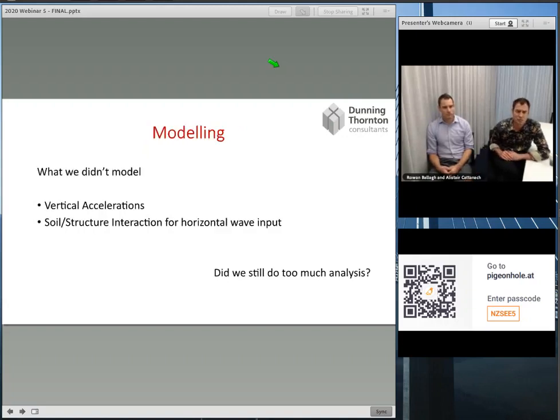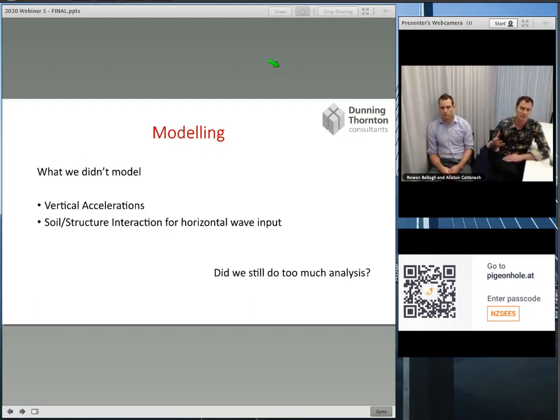So modelling, as Rowan said earlier, we're big fans of hand calcs in this firm. I always believe you should be able to get within 20% with a hand calc. We created these kind of very unusual buildings, and so they didn't fit into the normal simplified methods in the guidelines. So we've ended up verifying all these buildings through time history analysis, even though we've done approximate calculations to build up to that.